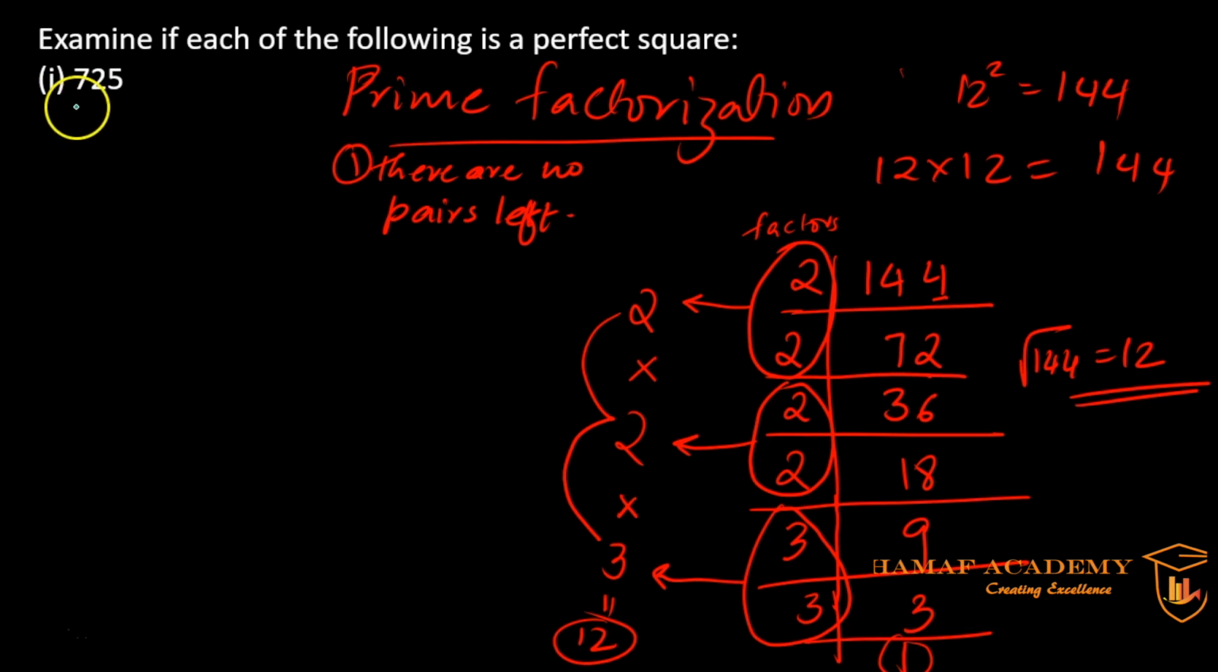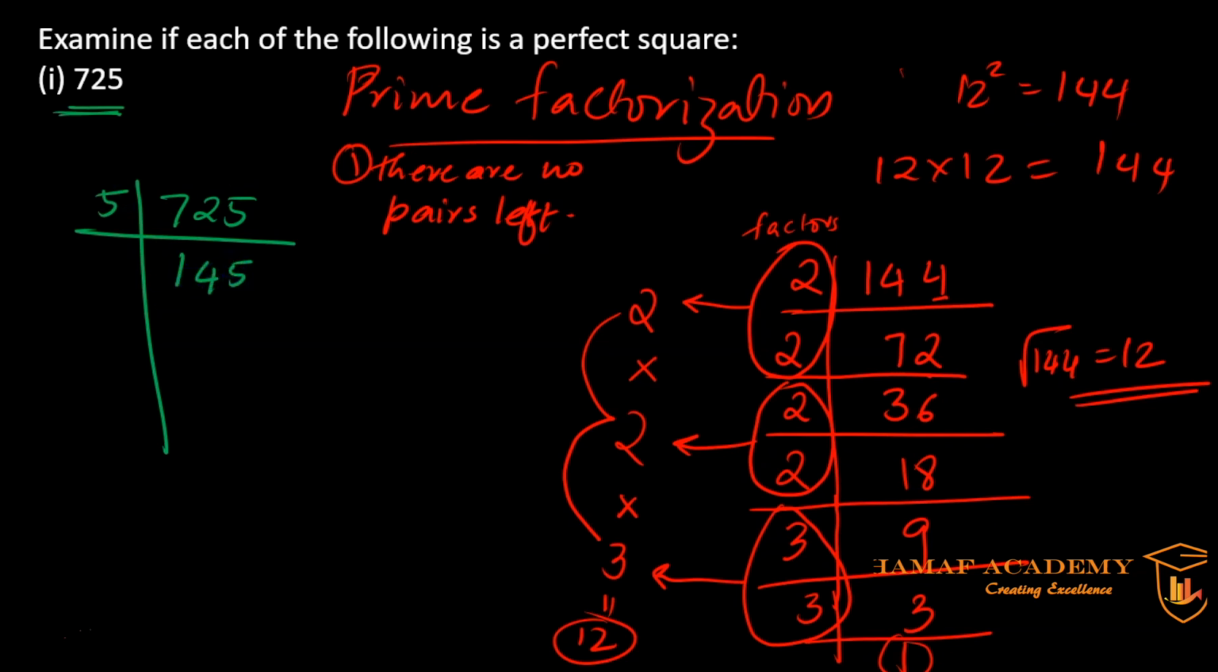Now let's come back to our question, which is 725. We have to check if this is a perfect square or not. Let's start with our prime factorization. We have 725. It ends with a 5, so it can definitely be divided by the prime number 5. So I'm going to write that. And then 725 divided by 5 gives us 145. That can again be divided by 5. So I'm going to write 5 again. And 145 divided by 5 gives me 29.